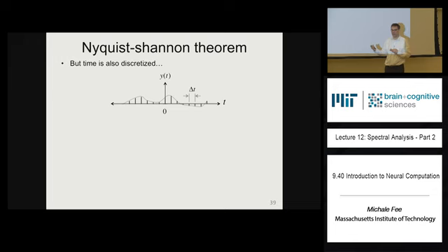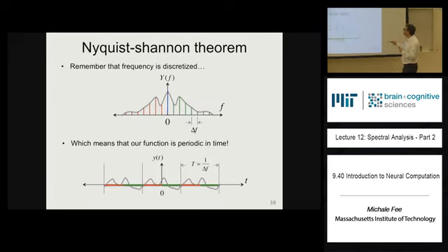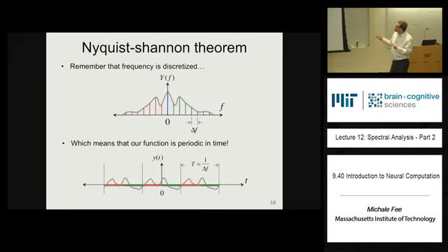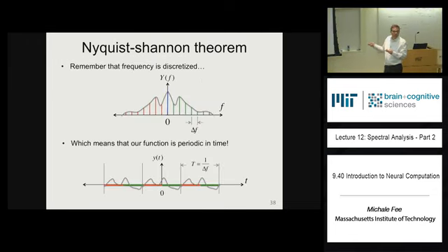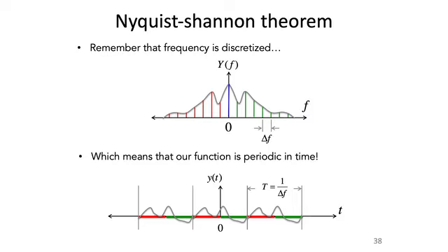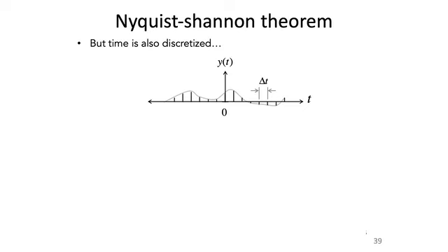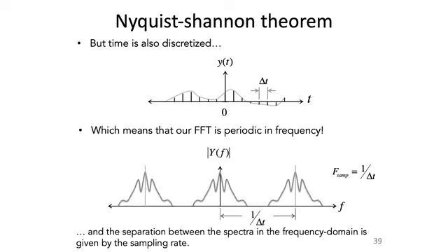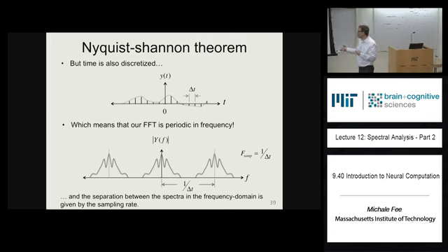It's also periodic, okay? So a signal discretely sampled in frequency at regular intervals means that the signal is periodic in time. Discretely sampled in time means that the Fourier transform is periodic, okay? Now, we don't usually think about this.